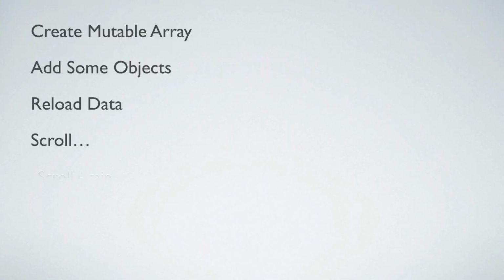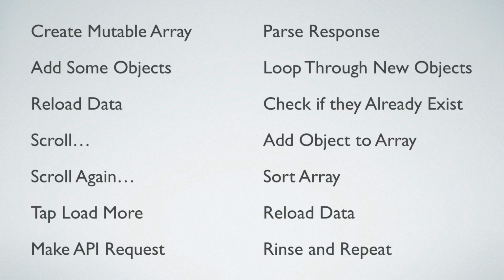Displaying data in rows in a table view. And pretty much every app needs to do this at some point. The naive approach to this is to create a mutable array, add some objects to it, reload our table data, scroll down, scroll some more, tap a reload button that kicks off an API request, we'll parse the response. We have to loop through all those objects, make sure we don't already have it in our array, add it to the array, sort the array, reload data, rinse and repeat.